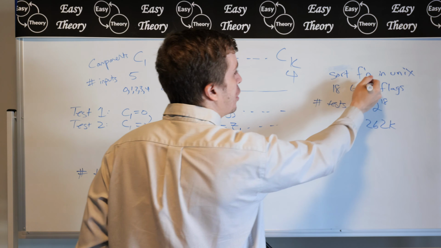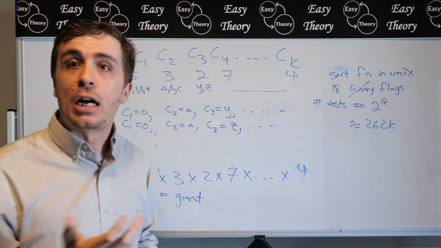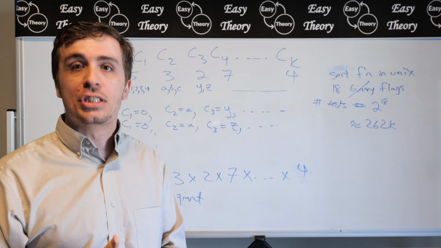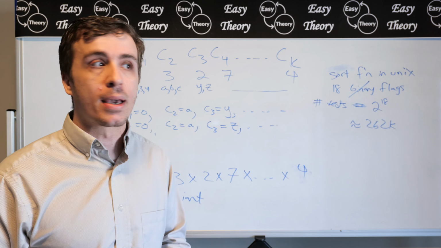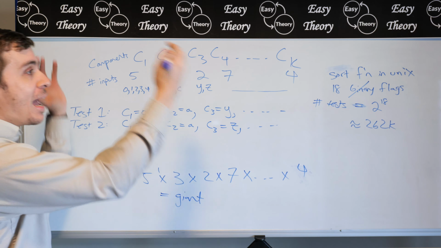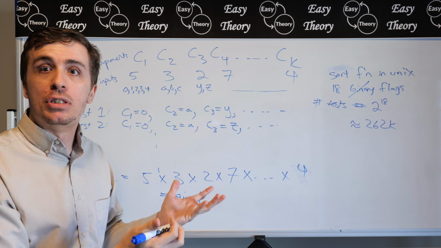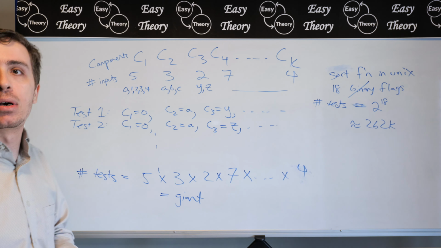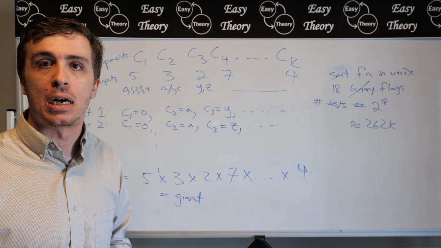But if we change this to where the number of possible inputs is 3, but we still had 18 components, then this is going to get gigantic really quick. So what we would want to have is some way of adequately testing this software system without having to test this gigantic number of tests, not having to do things exhaustively.